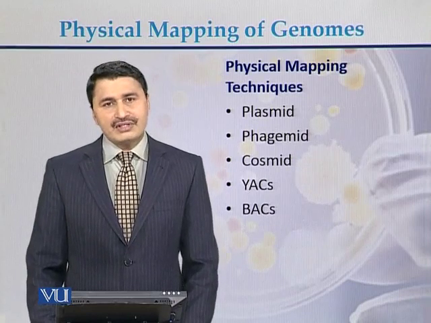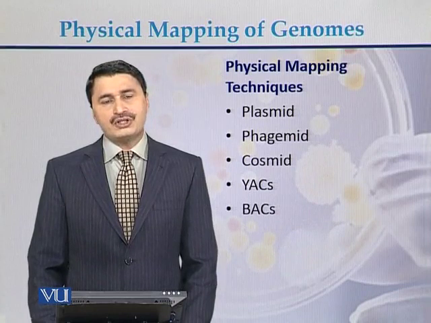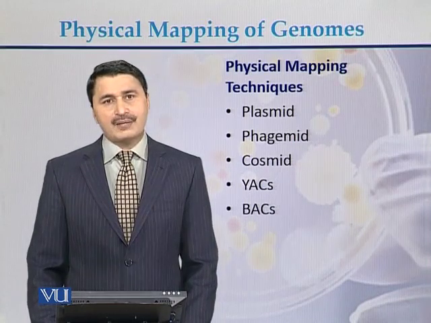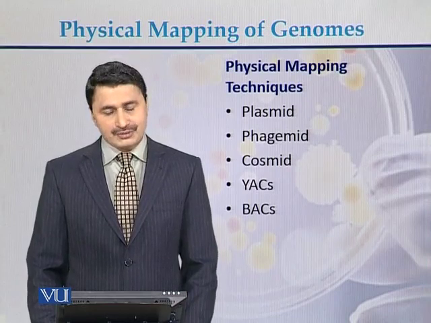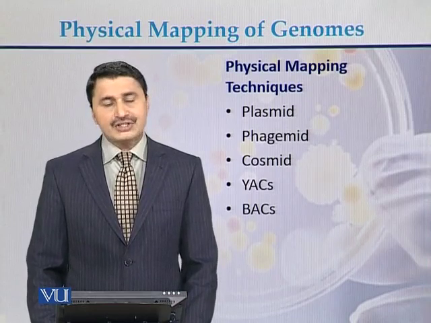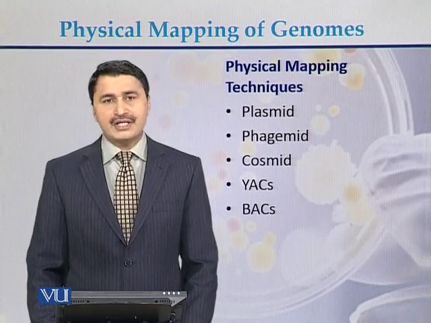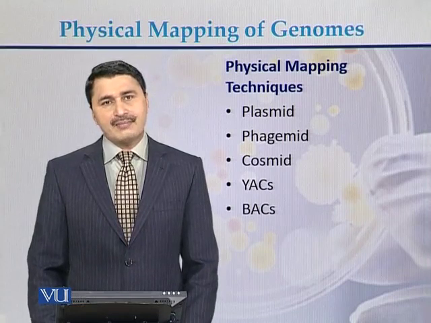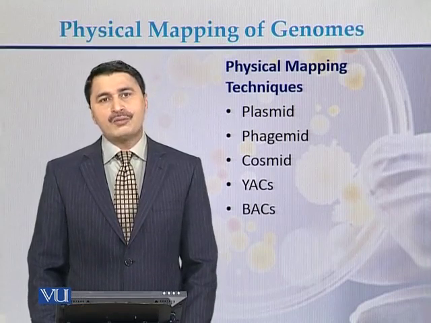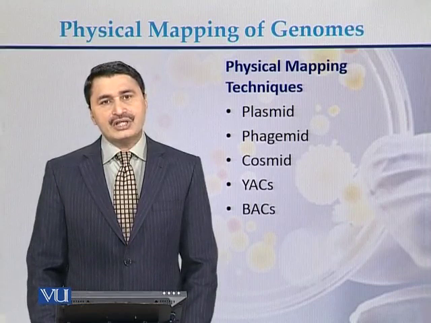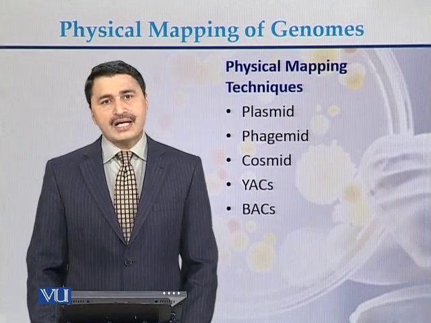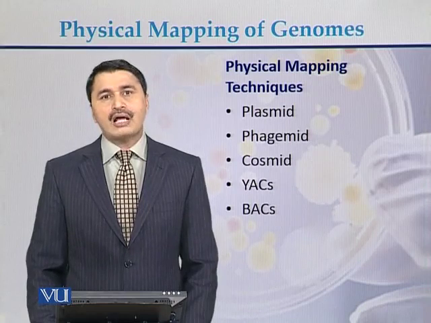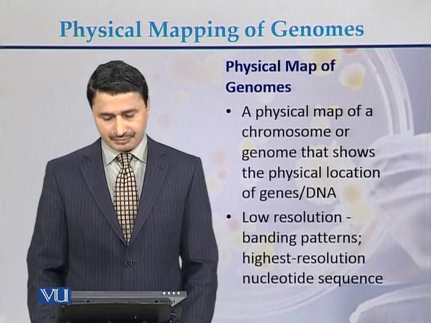For performing the physical mapping of the genomes, different types of vectors or plasmids are used. These are plasmids, phagemids, cosmids, yeast artificial chromosomes, and bacterial artificial chromosomes. In the physical mapping of the human genome, mostly yeast artificial chromosomes and bacterial artificial chromosomes have been used as vectors.